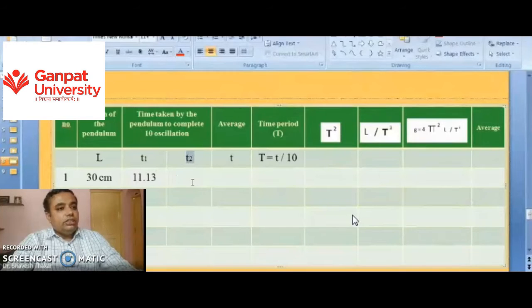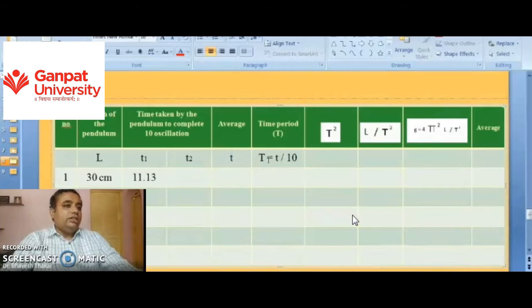Using the same procedure, then we'll find out the average time. We'll add these two and divide by 2 to get the average reading. Then it is the time for 10 oscillations. So for one oscillation, we have to divide it by 10. So capital T, the time period, is equal to small t upon 10. That will give us the time period.